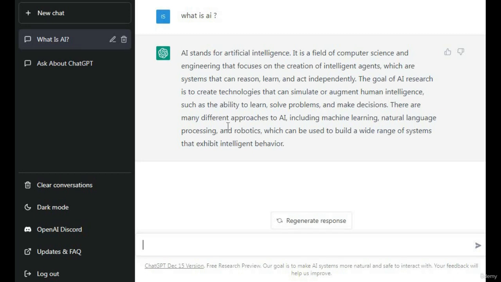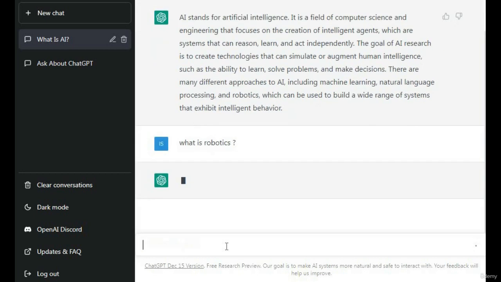There are many different approaches to AI, including machine learning, natural language processing, and robotics, which can be used to build a wide range of systems and behaviors. Let's ask another question. What is robotics?